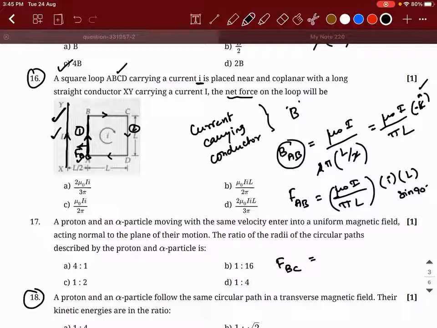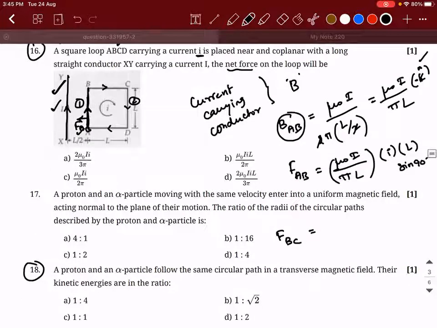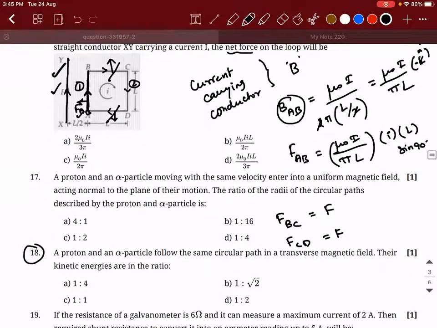Similarly, what is going to be the force experienced by BC? If I say force experienced by BC is F, force experienced by AD will also be F, but they will be in opposite direction. This one I'm leaving to you. BC and AD put together, the net force experienced by them will be 0 because they are of the same magnitude. Now tell me what is going to be the magnetic field near the conductor CD due to XY.